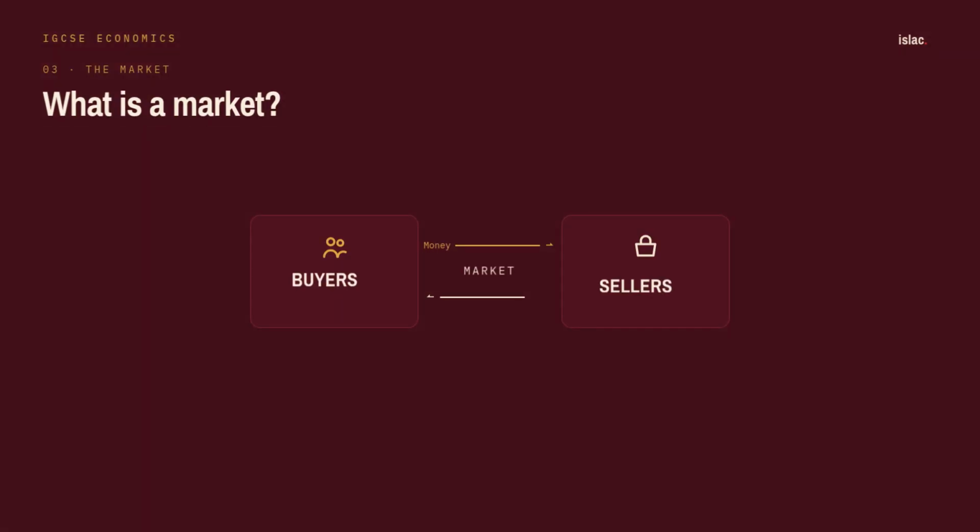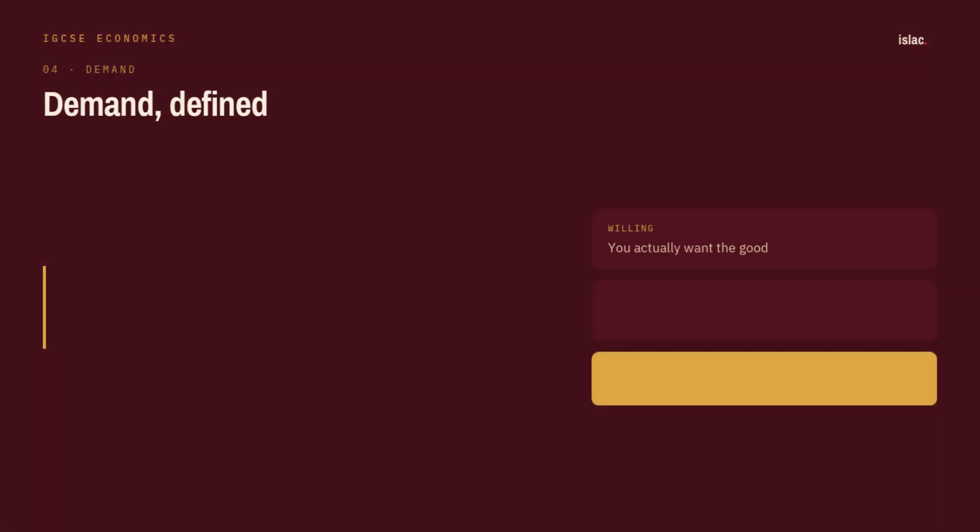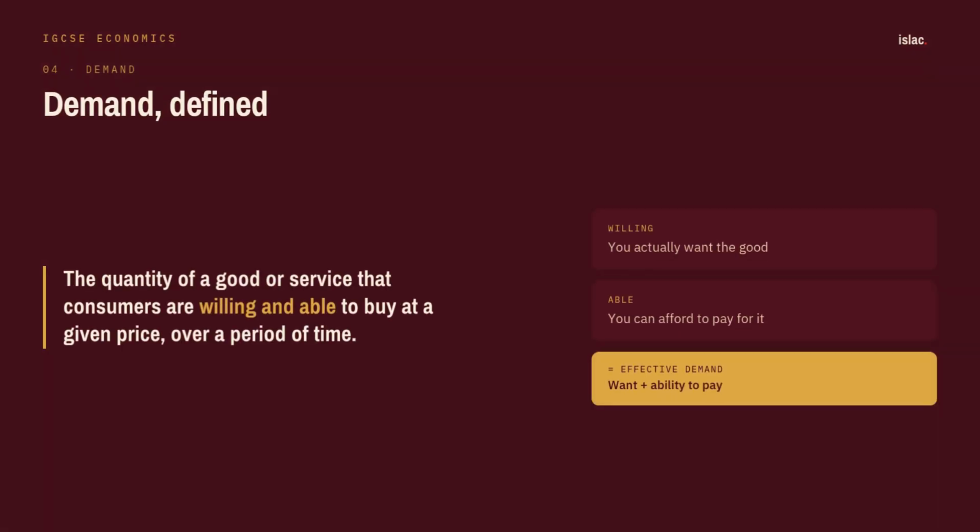A market is simply any arrangement that brings buyers and sellers together, from a corner shop to a global website. Goods flow one way, and money flows the other. Demand isn't just wanting something. It only counts when it's backed by the ability to pay. Wanting a good, plus being able to afford it, is effective demand.